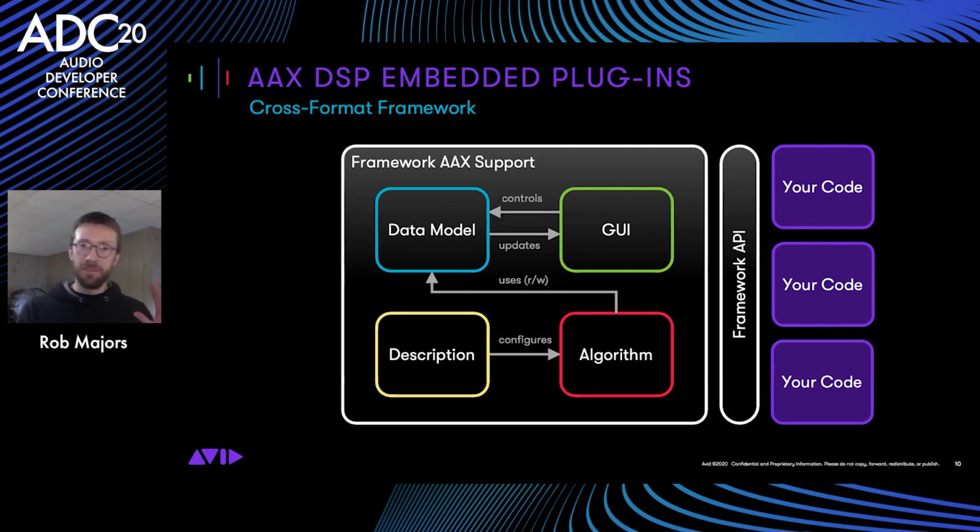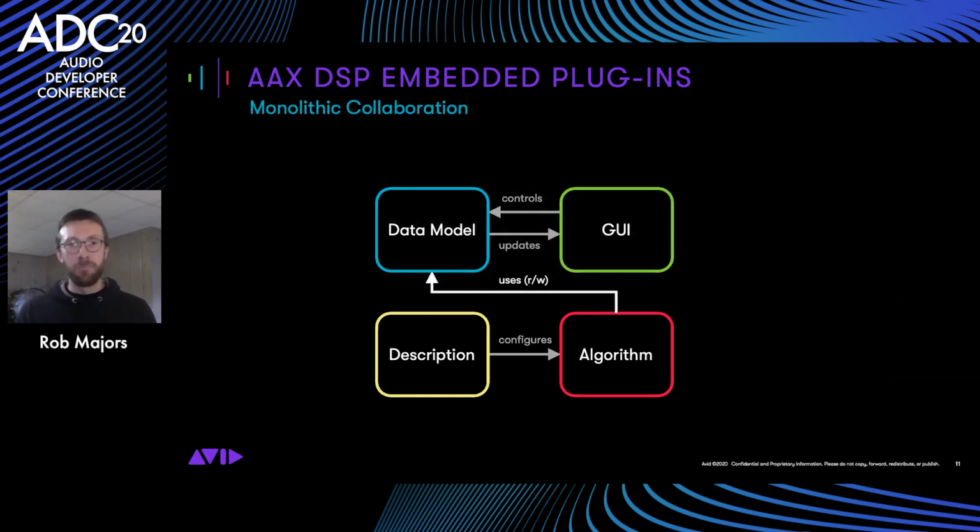Okay, so let's take a look at what the host sees, what the AAX plugin host sees when you use a JUCE plugin. The AAX host doesn't know about your code, doesn't know about these purple rectangles. All it knows about are these 4 AAX components. And there's a difference here. So inside of a JUCE plugin, there is your algorithm, your data model, your GUI, and everything else.